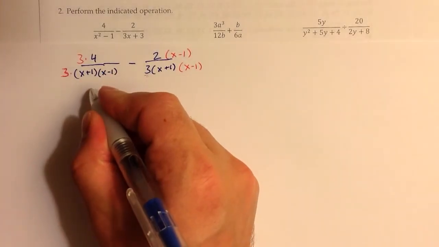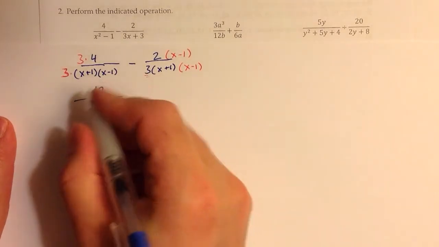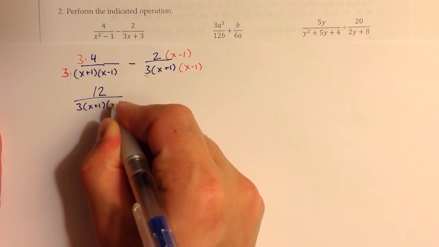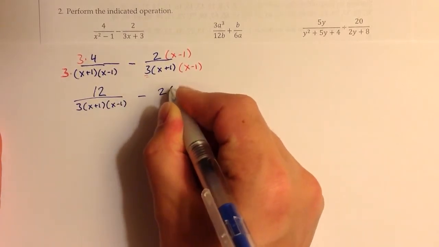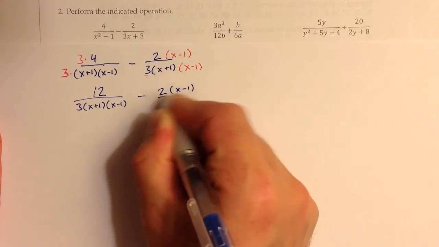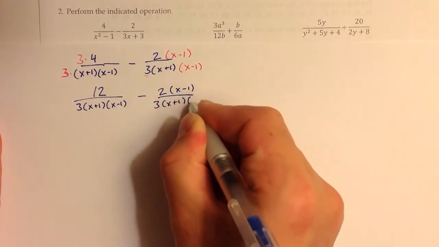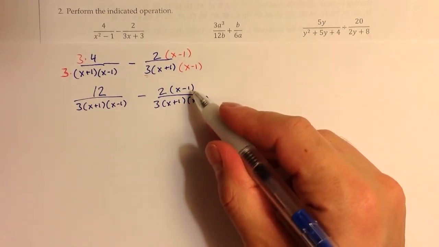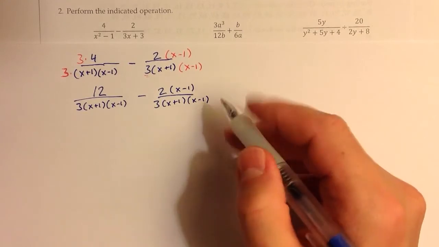So multiplying that out, we get 12 from the first rational expression, 12 over 3 times x plus 1 times x minus 1, and minus 2 times x minus 1 over 3 times x plus 1 times x minus 1. Now I want to be careful. I don't want to cancel out the x minus 1 with anything, because then I would be back in the place where I started.